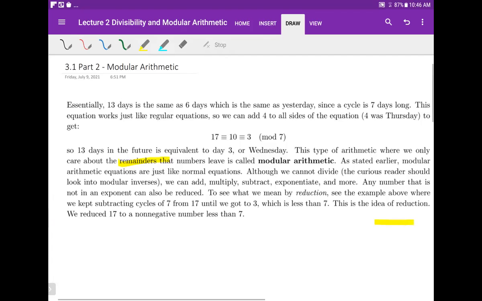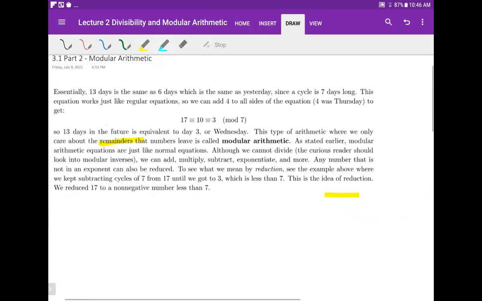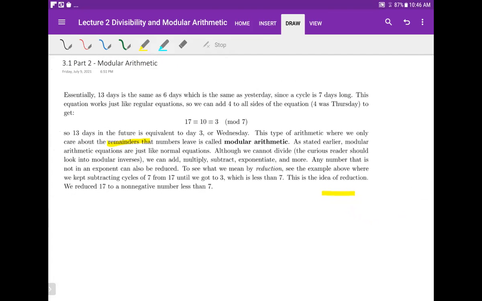All right, and then modular arithmetic equations are just like normal equations, right? So 3 times 4 mod 7 is 12 mod 7, which is equivalent to 5 mod 7, etc. And then similarly, any number that is not an exponent can also be reduced. So we can eventually reduce it to some number that's less than the base modulus that we're working in. And this is called reduction, right? So we reduce 17 above to a non-negative number less than 7, which is 3, right?